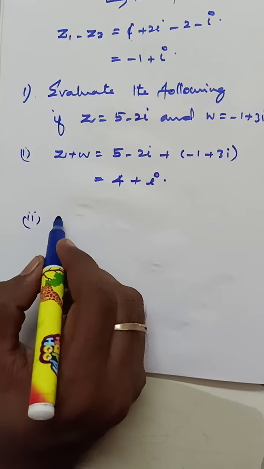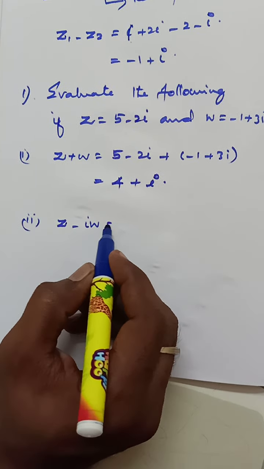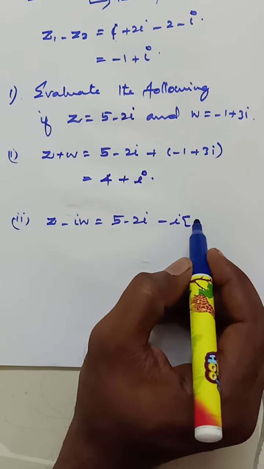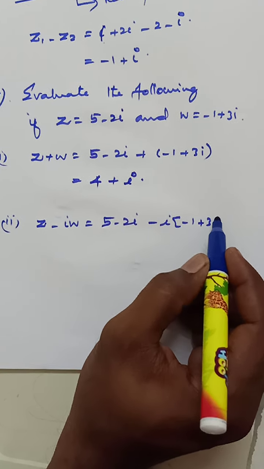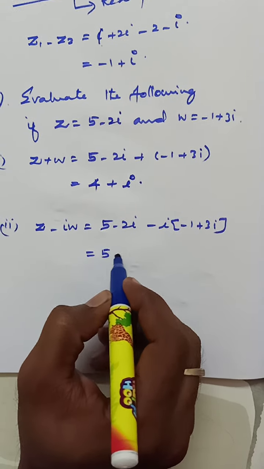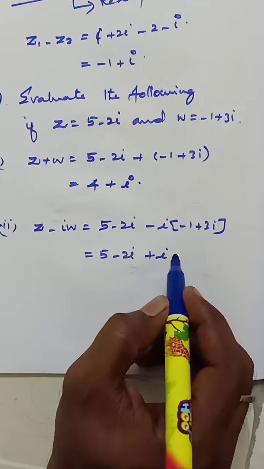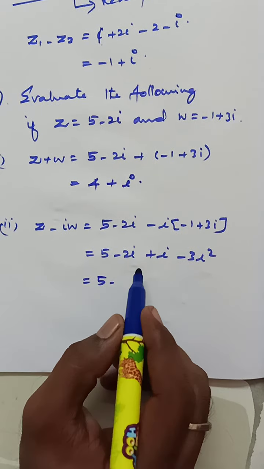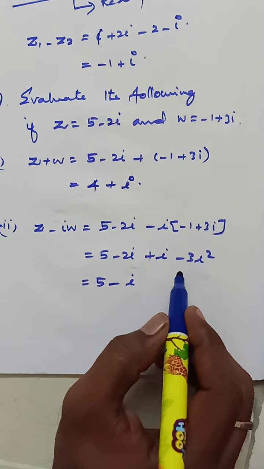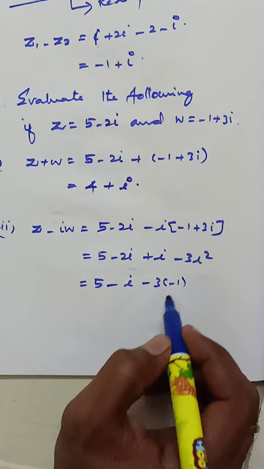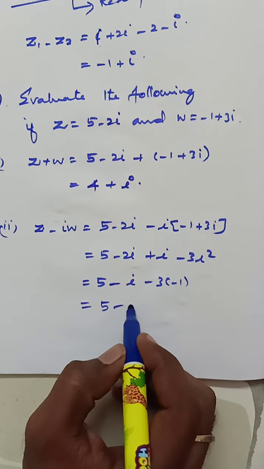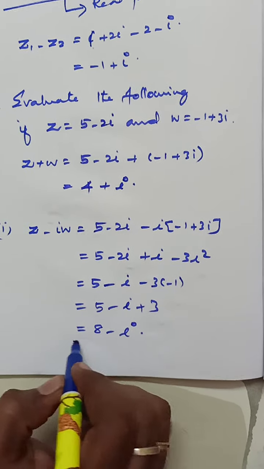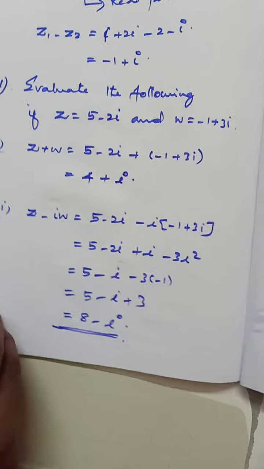And number 2, z minus i into w. Z is 5 minus 2i, minus i of minus 1 plus 3i. So it becomes 5 minus 2i plus i minus 3i square. Your i square value is minus 1. So minus 2i plus i, minus 3 into minus 1. So it is 5 minus i plus 3. So it is 8 minus i. Okay. So it is also very simple.